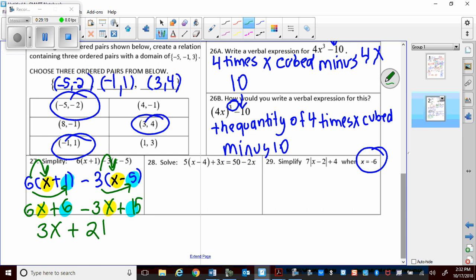Now, 28. What am I distributing? 5. Can we just draw the arrows now? Yes. Oh, can you scoot your desk back, please? 5x. 5 times what? What kind of number produces a negative 20? Negative 20. Who's shaking my table?